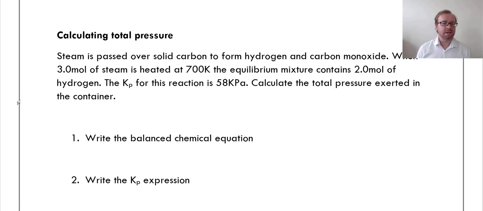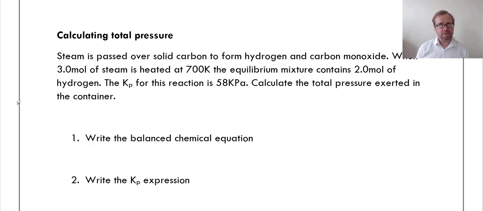Steam is passed over solid carbon to form hydrogen and carbon monoxide. When 3 moles of steam is heated at 700 K, the equilibrium mixture contains 2 moles of hydrogen. The Kp for this reaction is 58 kPa. Calculate the total pressure exerted in the container.